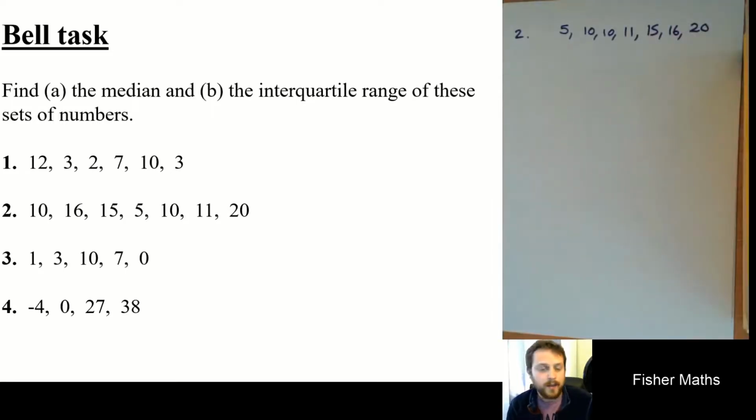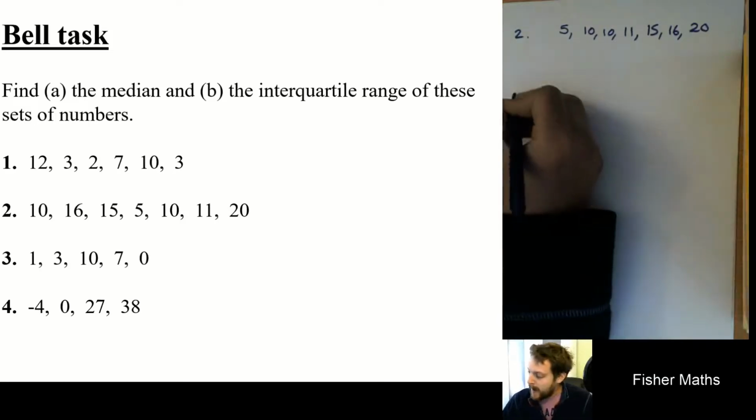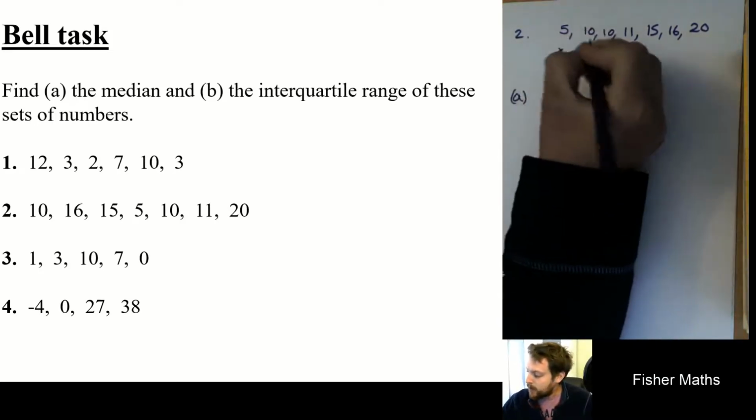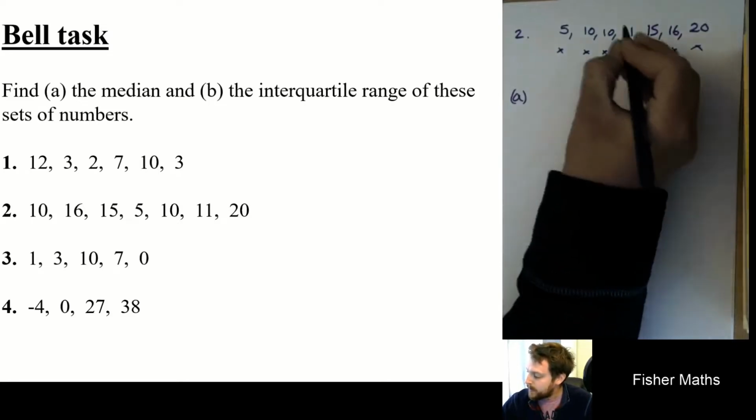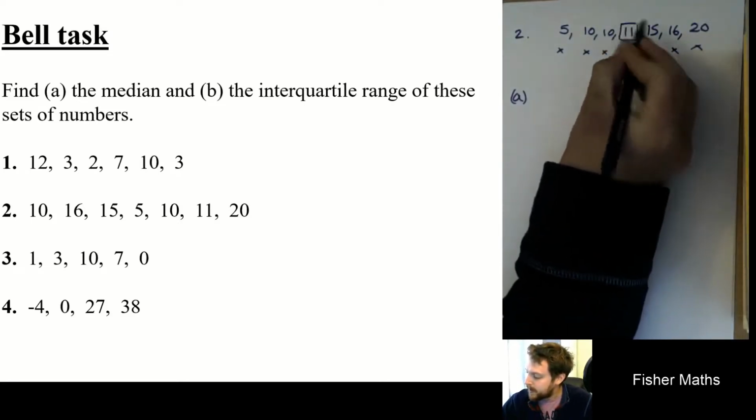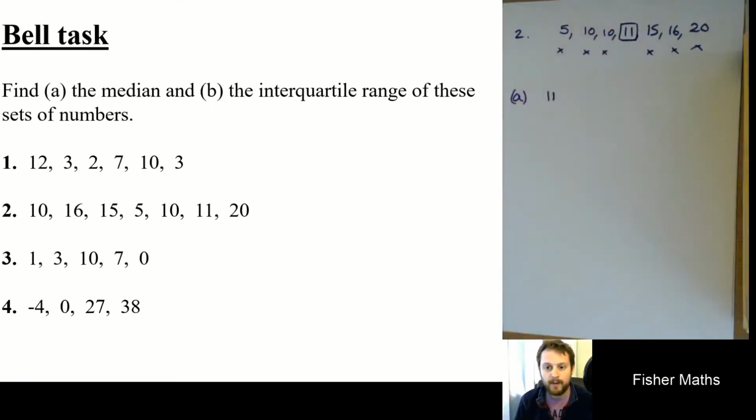So that's 7 numbers altogether, and we had 7 to start with, so there we go. So for part A, I would cross these numbers off, starting at these sides and going to the middle, and of course the median is 11. We don't have to go halfway between 2 numbers there. There is just 1 number left in the middle. So that's number 11, so that's the median.